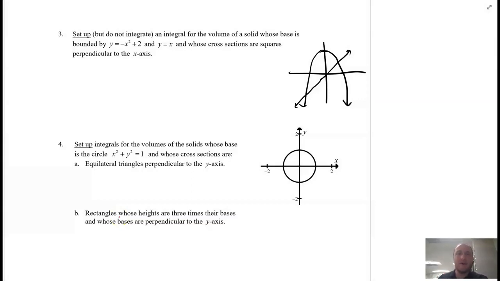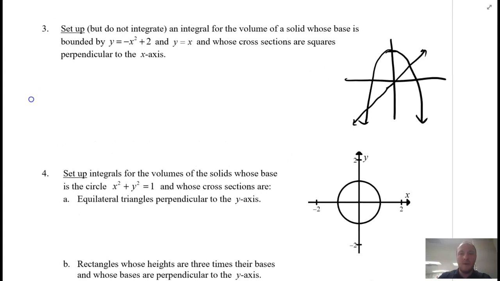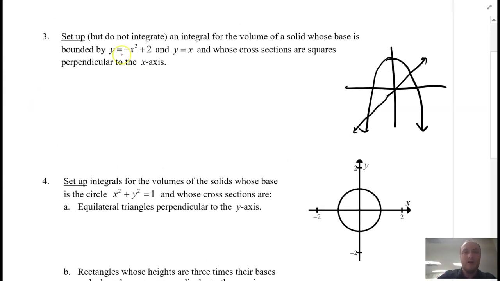On number 3, it says set up an integral for the volume of a solid whose base is bounded by y equals negative x squared plus 2 and y equals x, and whose cross sections are squares perpendicular to the x-axis. So I've gone ahead and already pre-drawn this image, and you don't need the image if you understand what's going on. But here I have this function, y equals negative x squared plus 2, and it's also bounded by this function, y equals x.